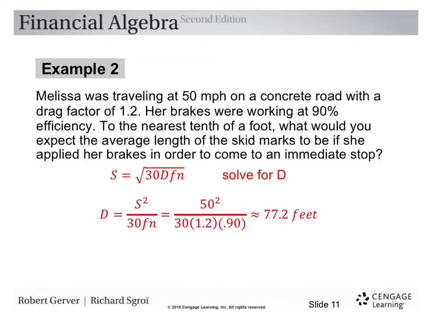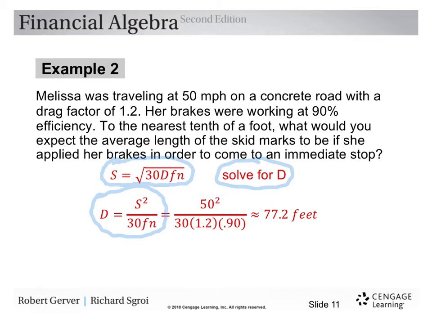All right, again, we're going to use the formula S is equal to the square root of 30 dFn. We are going to solve for D. In other words, we have to square both sides and then divide by 30 Fn, and we come out with the formula for distance of the skid mark is equal to S squared over 30 Fn.